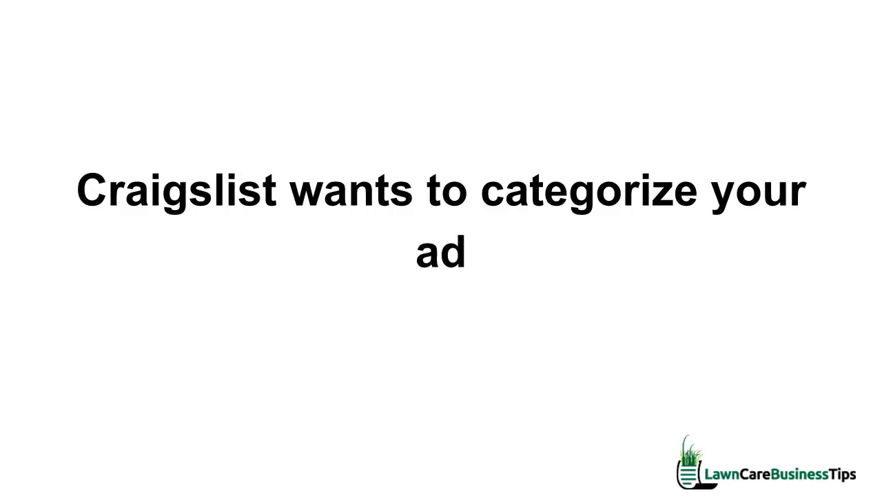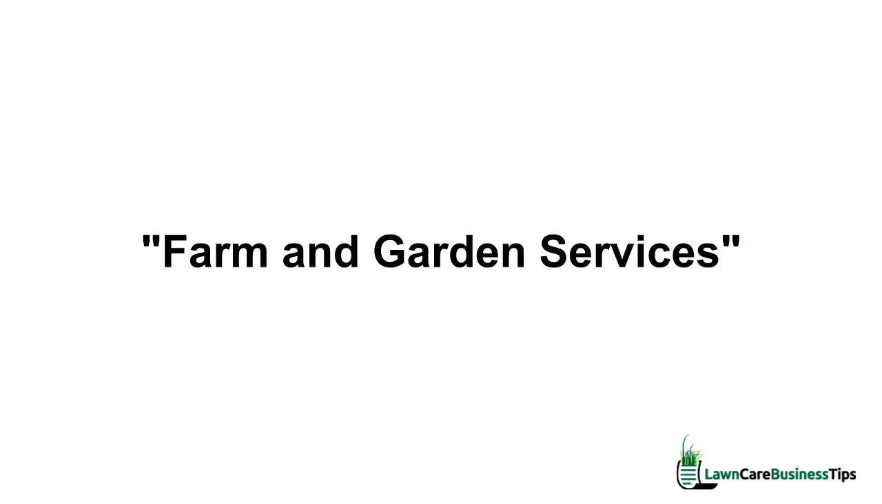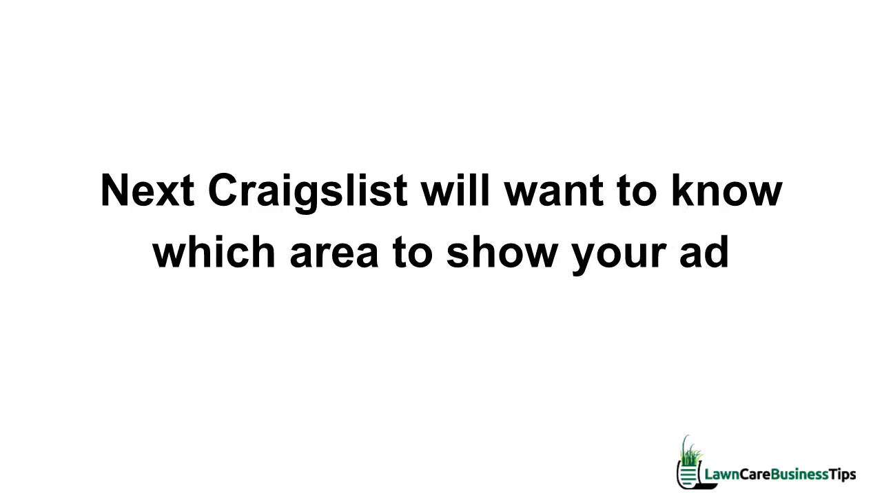So Craigslist wants you to categorize your ad. That's the first thing they want to do when you make an ad. I'm going to show you which ones to pick now. Choose services offered. That's the first category you want to pick. Then pick farm and garden services. That's where you're going to be bucketed into. Everybody in the lawn and landscape business is going to be on farm and garden services inside of Craigslist.